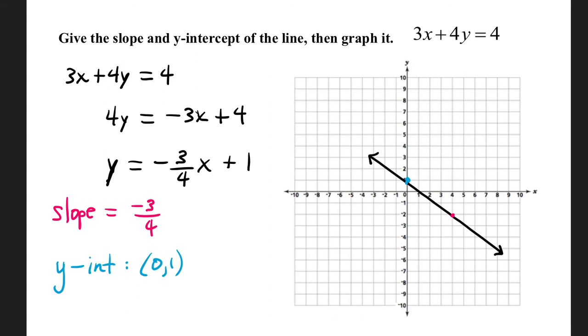To graph, plot your y-intercept first, and from there, count off your slope down 3 over 4, plot that point, and then connect your two dots, and that will give you the graph. So if you don't have y equals mx plus b format, that's okay. Through a few algebra steps, you can isolate y, and that's when you have mx plus b or slope-intercept form.